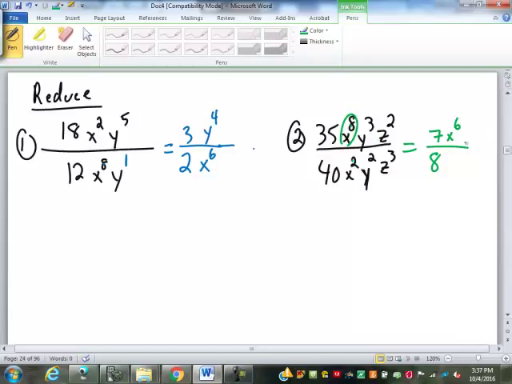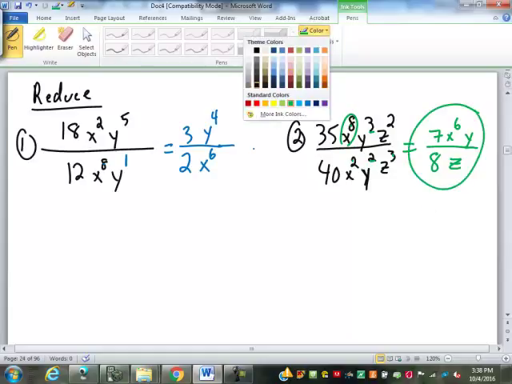How about y? Top, power of 1 or just y? Perfect. Because 3 minus 2 is 1 and the larger power was on top. Z? Bottom, power of 1 or just z? 3 minus 2 is 1. So it's z to the 1 or just z and the larger power is on bottom. So 7x to the 6th y over 8z.